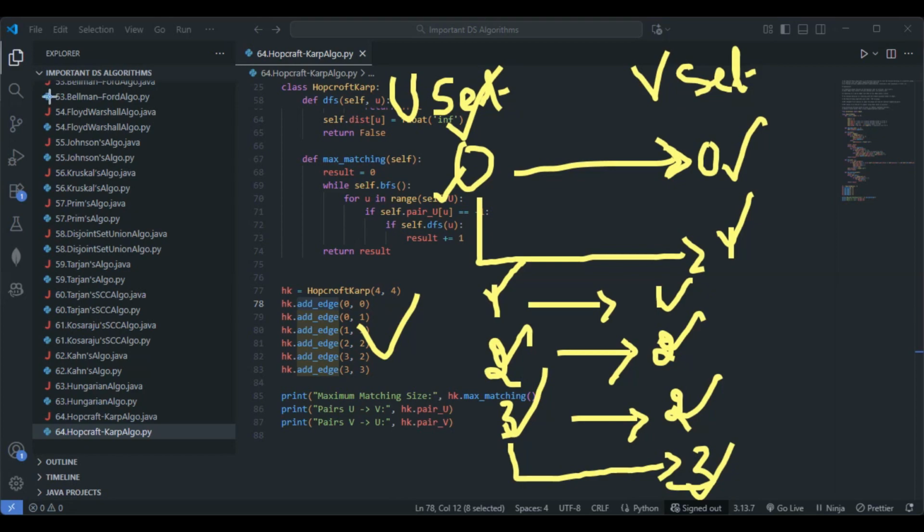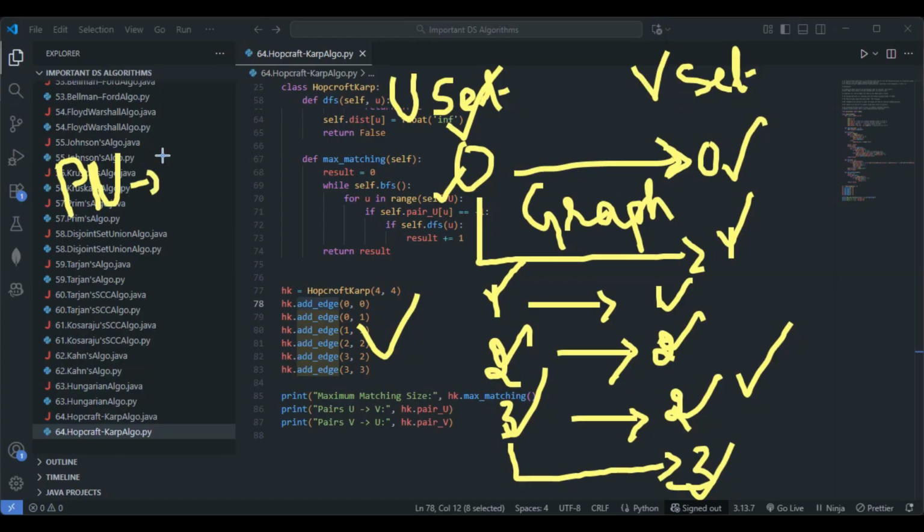So matched pairs are here. We are considering 0 to 0, 0 to 1, 1 to 1, 2 to 2, 3 to 2, and finally 3 to 3, accordingly with the graph that we have drawn here. Now the matched pairs from Hopcroft-Karp: the output has to be from pairs U, that is, pair U, from U to V, and from pair V to U.